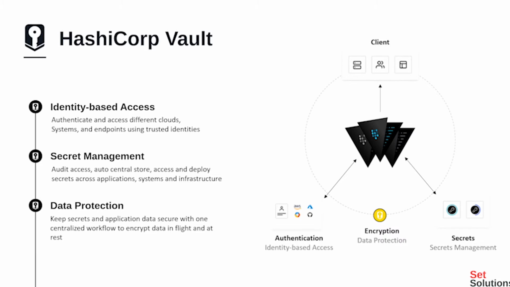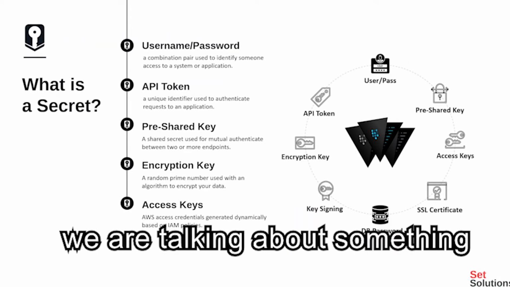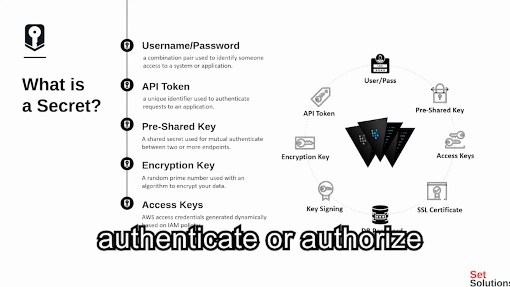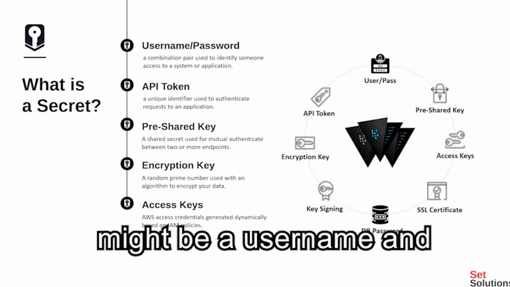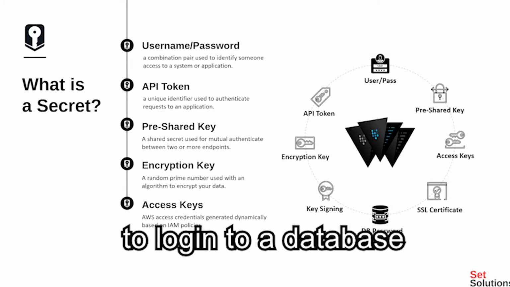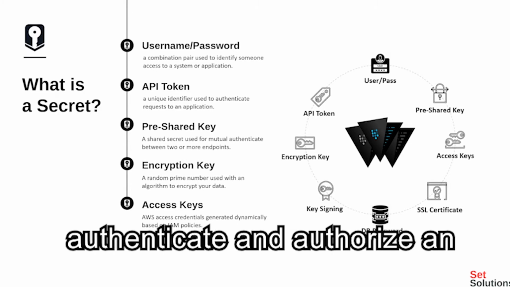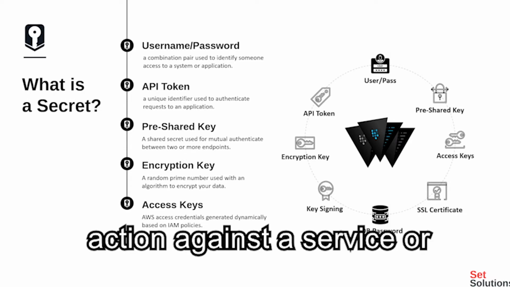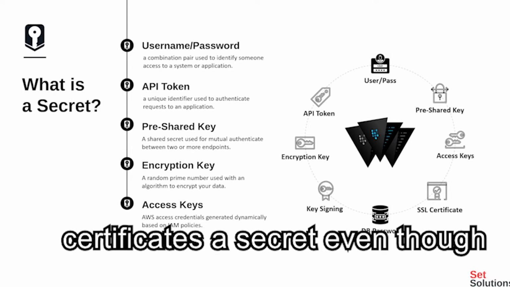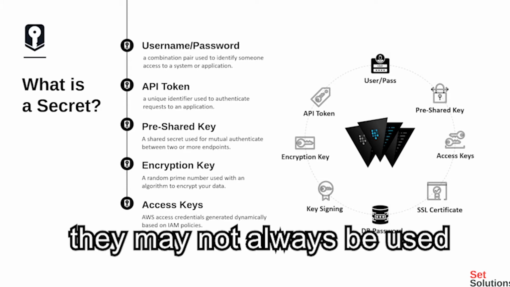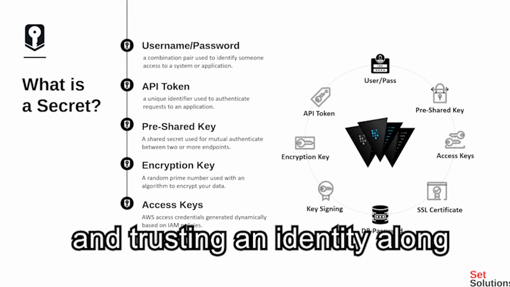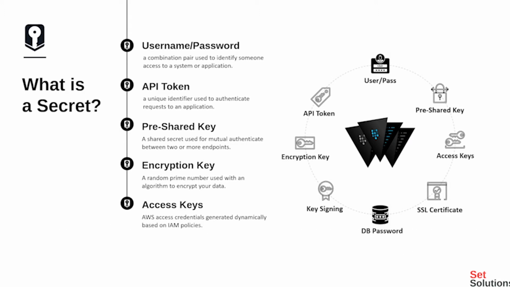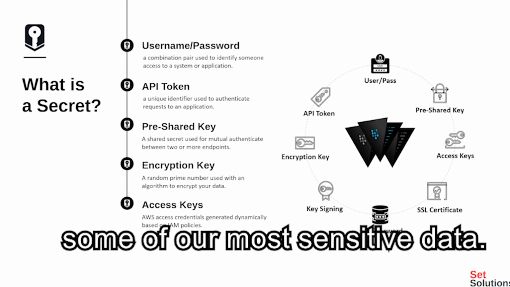what is a secret? When we talk about a secret, we are talking about something that allows us to either authenticate or authorize against an infrastructure, system, or application. Some examples of these secrets might be a username and password combination used to log into a database, or an API token used to authenticate and authorize an action against a service or application. You can also consider TLS certificates a secret, even though they may not always be used to log into a system, but are instead used for both verifying and trusting an identity along with securing the communication of our data in transit. And if any of these secrets fall under the wrong hands, they can be used to access some of our most sensitive data.